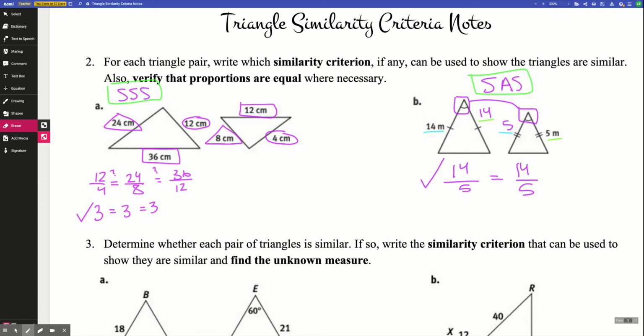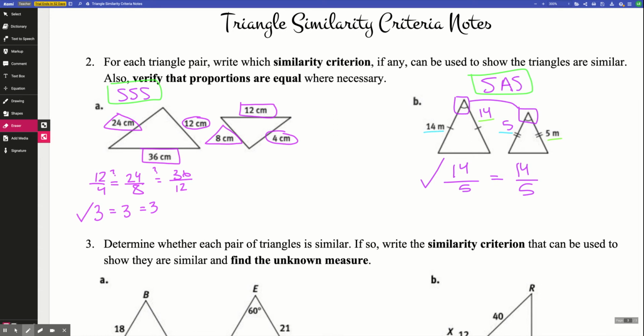So I paired my shortest side in each triangle together, so that's 12 and 4, the middle length sides in each triangle together, so that's 24 and 8, and my longest sides in each triangle together, that's 36 and 12. I wrote them all as fractions. Now you could have done the cross multiplication method twice to see if you get that those fractions are equal that way.